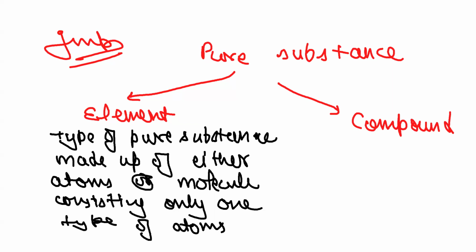Like if I say helium, is it an element or compound? Helium is an element. O, is it element or compound? O means nascent oxygen. It is an element. O2. O2 is a compound. No, no, sorry, O2 is an element. Sorry. If I say O3, O3 is also an element.